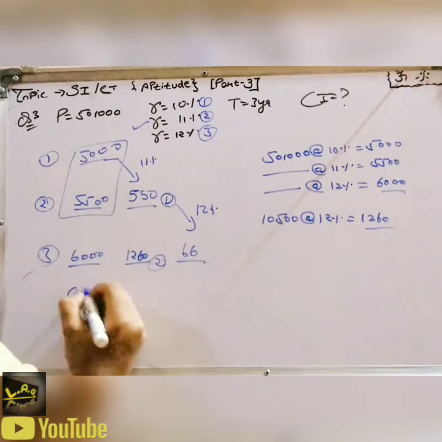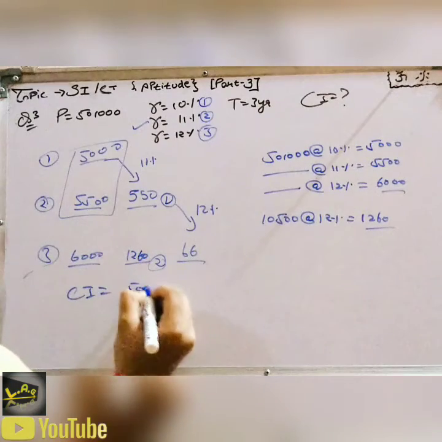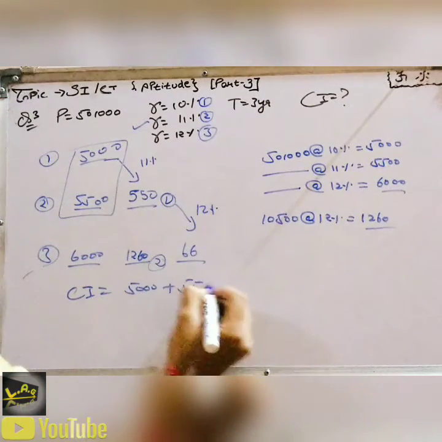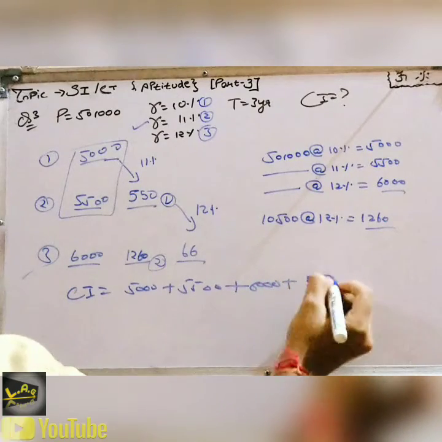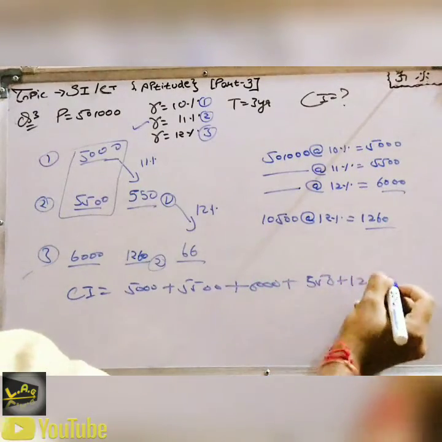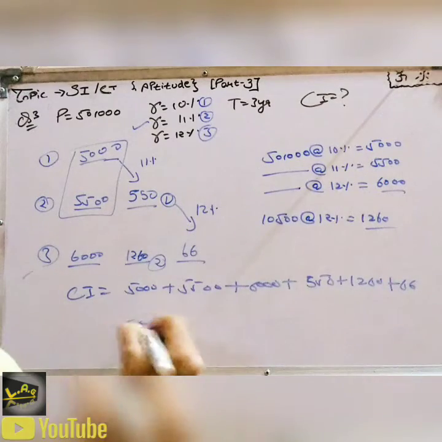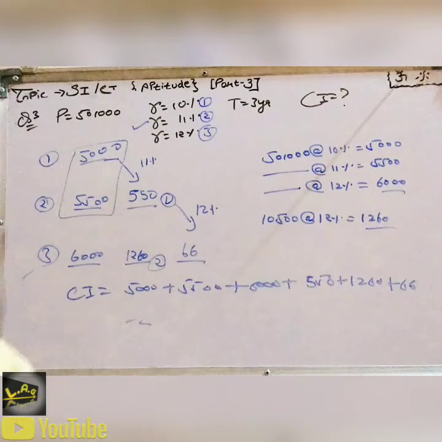And for the CI, as you all know, 5,000, 5,500, 6,000, 550, 1260 plus 66, you got 18376.